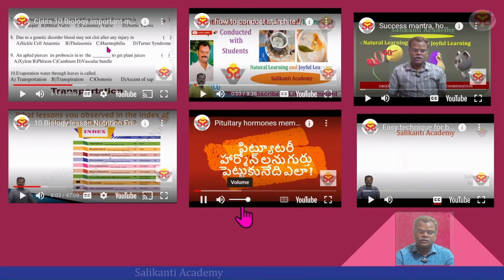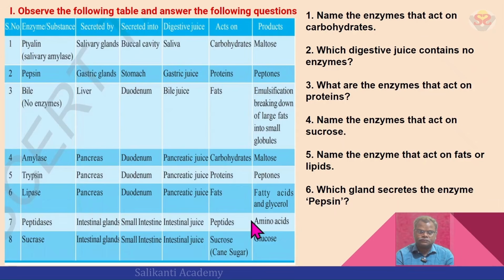Let us dive into the content. Observe the following table and answer the following questions. When you see the table, you recall which lesson has this table. This table is the enzyme table. It is present in the first lesson. First lesson name is nutrition.